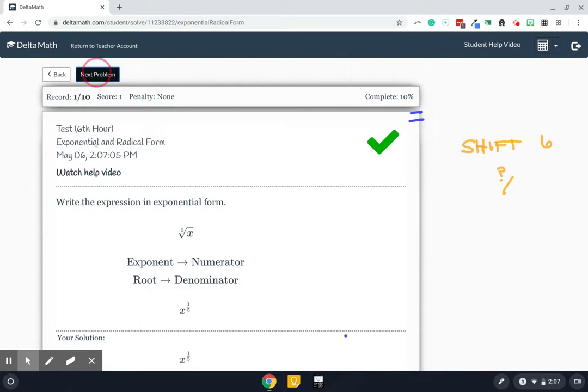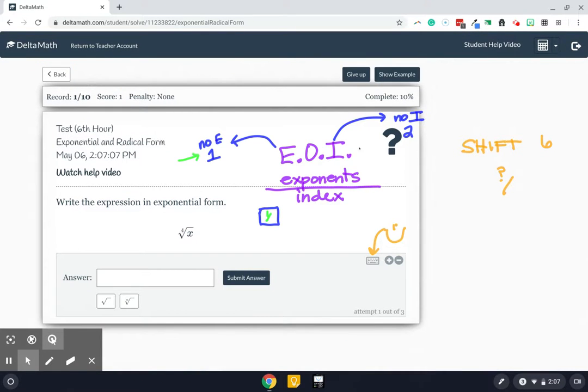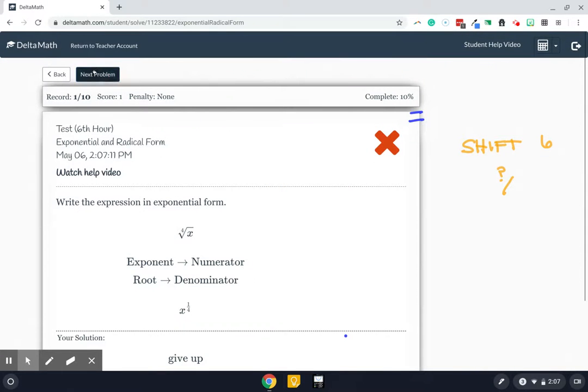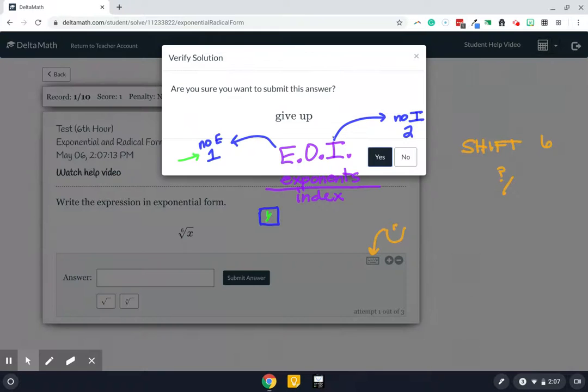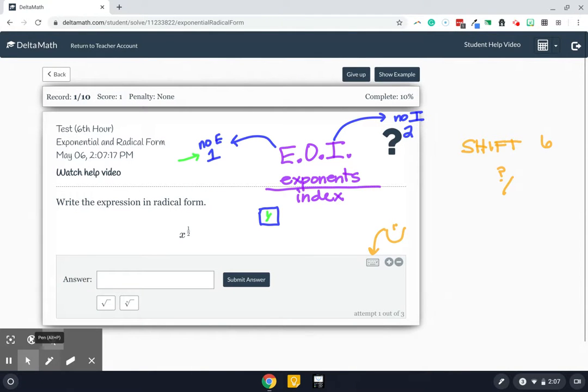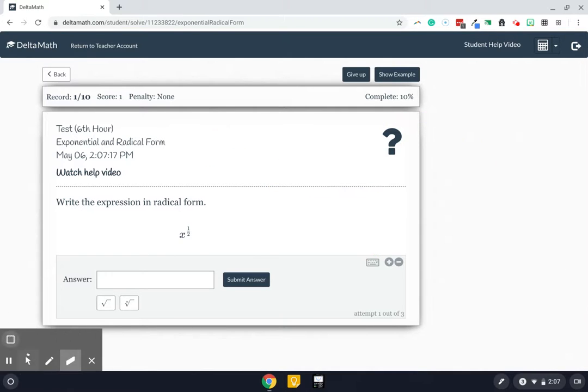Okay, let's do one more, not that one. Bear with me. I'm going to try and find one that goes the other way because it'd be good to practice going both ways. Hey, there we go. Oh, this is a fun one. So I'm going to clear my writing, and I'm going to remind you: E over I, E over I.